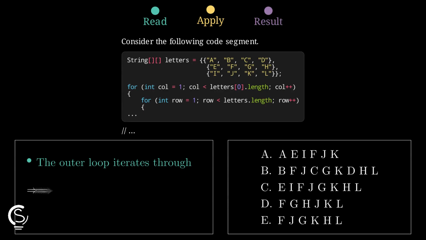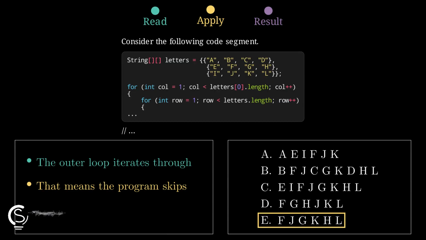Starting at row 1, column 1 gives F and J, then G and K, then H and L. That makes E correct.